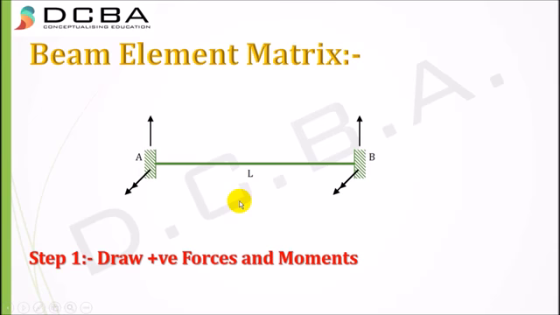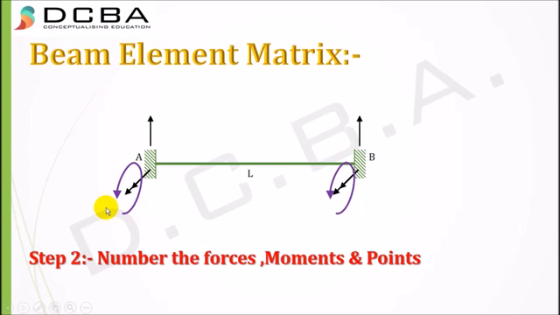For the beam element, the first step is to draw the positive forces. A beam element matrix consists generally of these two forces, that is a force in the y direction and a moment in the z direction. Only these two are considered while constructing a beam element matrix. This is a beam element with forces in the y direction and a moment along the z axis, and as you can see, the direction is anti-clockwise for the moments.